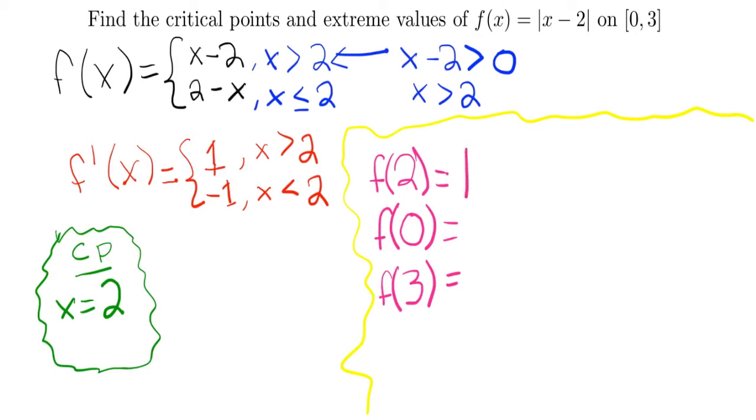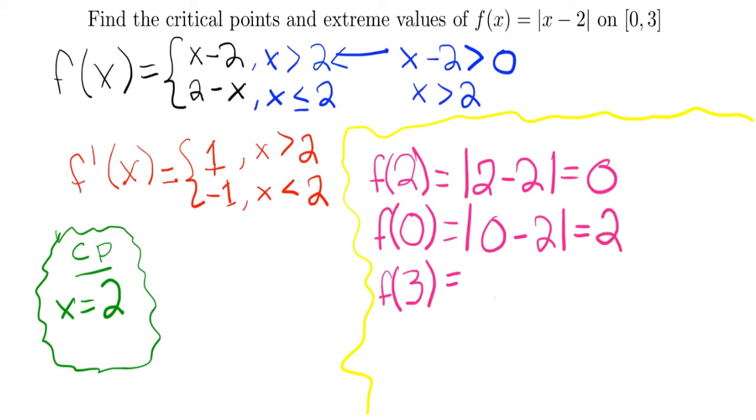Okay, so for this first one, I get absolute value of 2 minus 2, which is 0. If I plug in 0, I get absolute value of 0 minus 2, which is equal to absolute value of negative 2, which is just 2. And if I plug in 3, I get absolute value of 3 minus 2, which is just equal to 1.